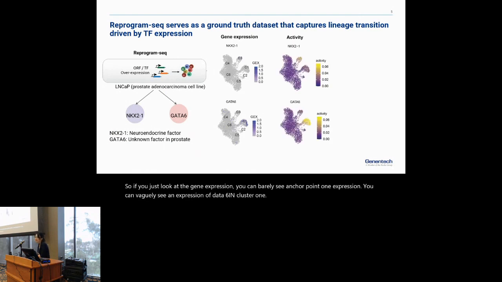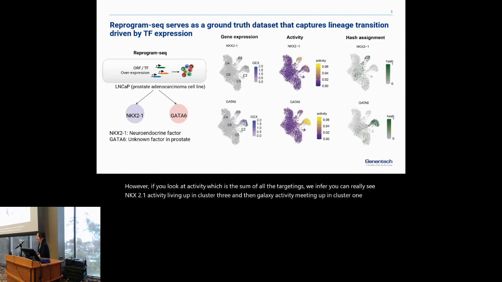However, if you look at the activity, which is the sum of all the target genes we infer, you can really see NKX2.1 activity lighting up in cluster 3, and then GATA6 activity lighting up in cluster 1. And this does correspond with the hashtags, which actually marks the ground truth because we know where the cells actually came from.